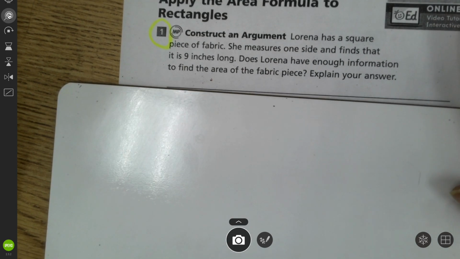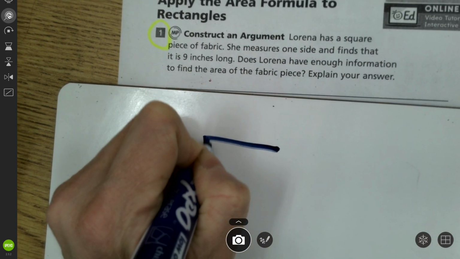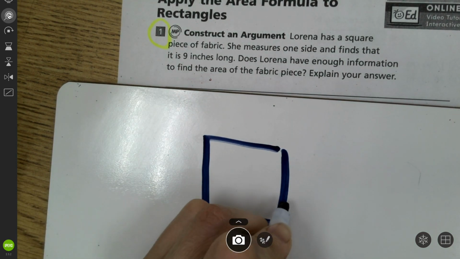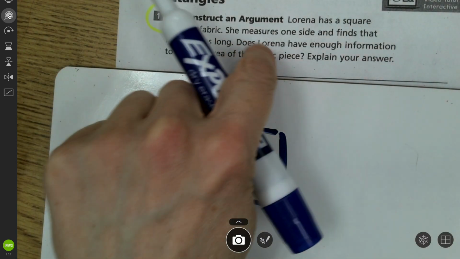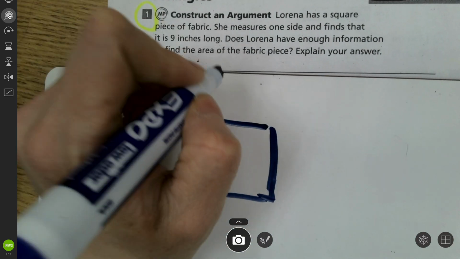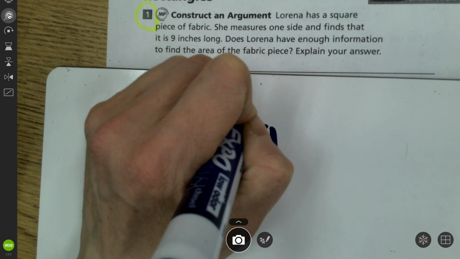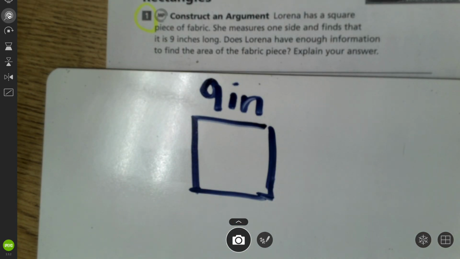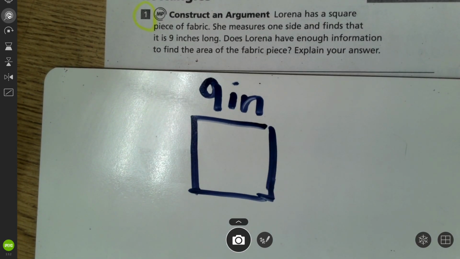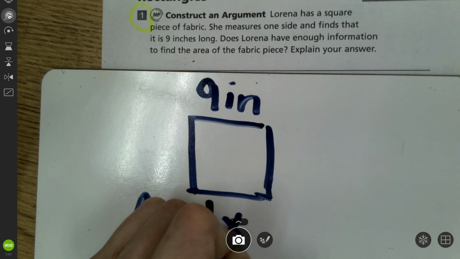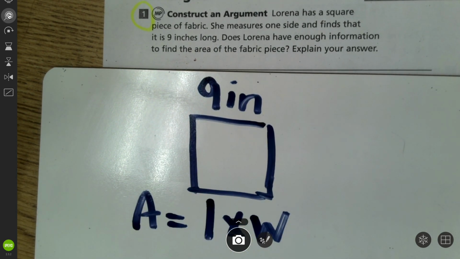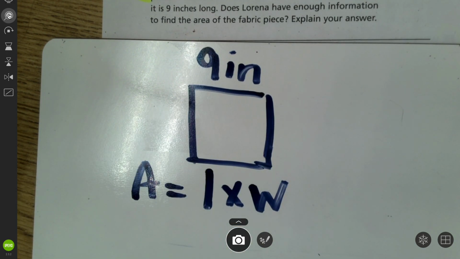Explain your answer. So let's think about this. She has a piece of fabric that's in the shape of a square. And it says here that she measures one side that is 9 inches long. IN is the abbreviation for inches. So one side is 9 inches long. So to find area, we need to know the length and the width. But we only have one number. However, what's special about a square? In a square, all sides are equal.